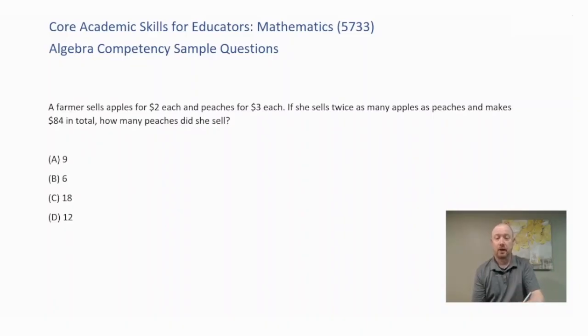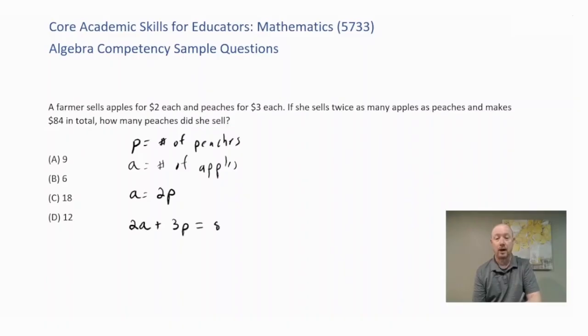All right, so let's set up some variables. I'm going to let P equal the number of peaches she sold, and A equal the number of apples. We know she sold twice as many apples as peaches, so A equals 2 times P. Apples sell for $2 each and peaches for $3, so 2 times the number of apples plus 3 times the number of peaches has to equal $84 total.